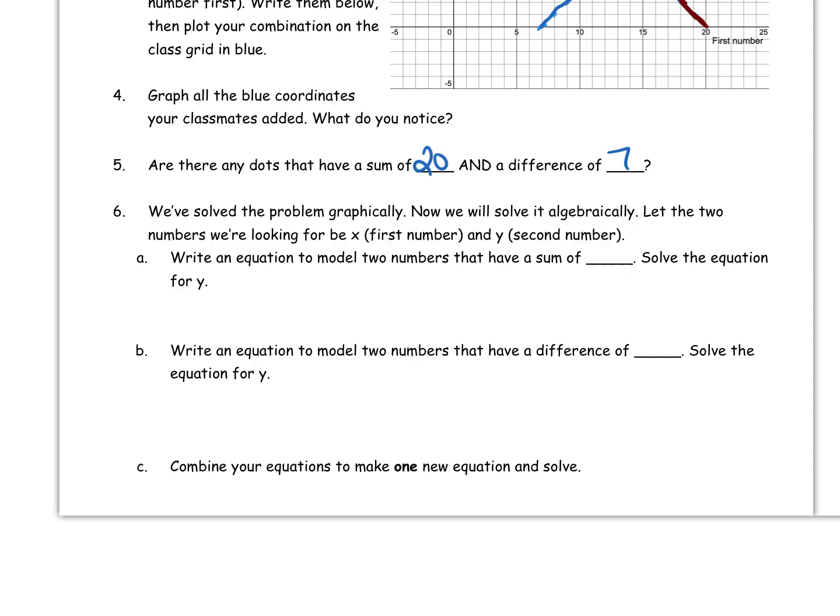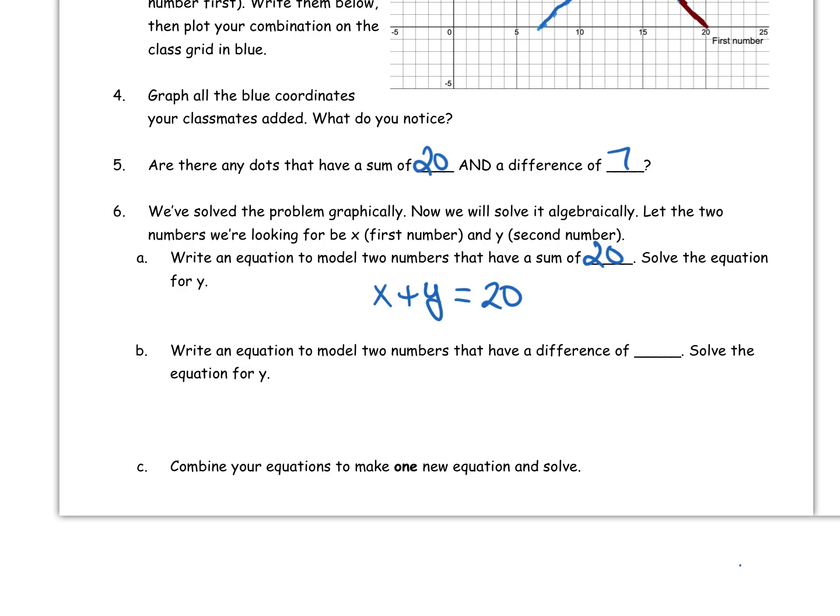So now we want to write an equation to model two numbers that have a sum of 20. So how do we do that? Two numbers that have a sum of 20. It sounds like they equal 20. What are they? Totally.